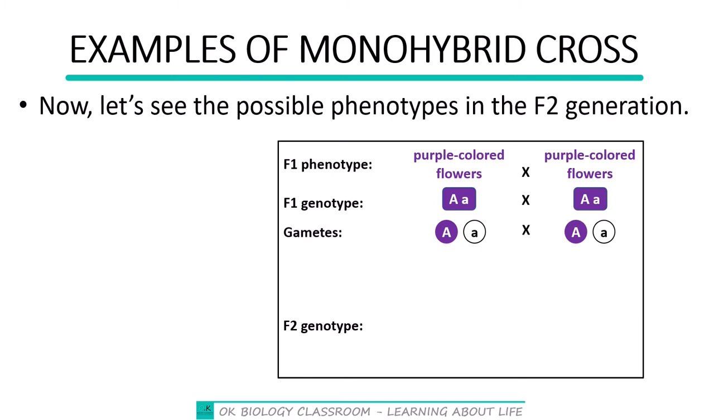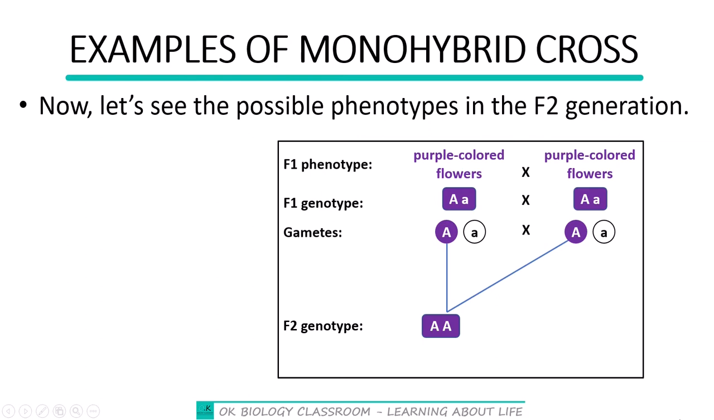So the possible matches could be the first with the first. So the first from the first parent and the first from the second parent. And that is going to give capital A, capital A. And let me remind you that here you can see that this allele is being shown with a different letter, indicating that although this parent was purple colored, it still had the white colored gene inside it, or the white colored allele inside it. That is why we are seeing it here, just like the case of this one.